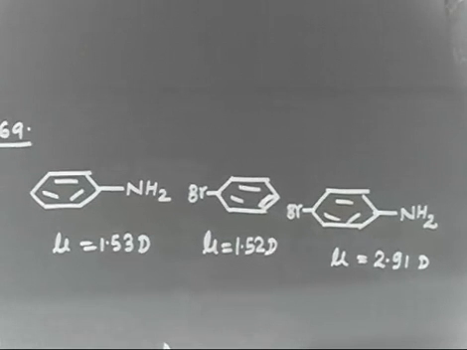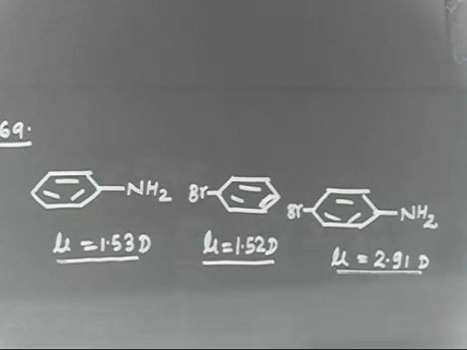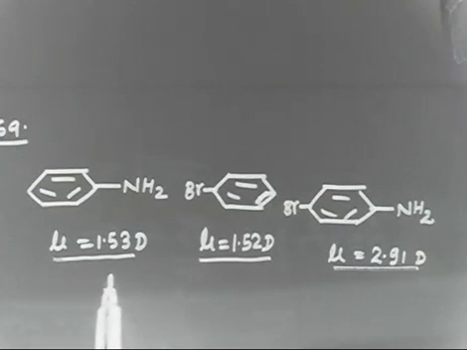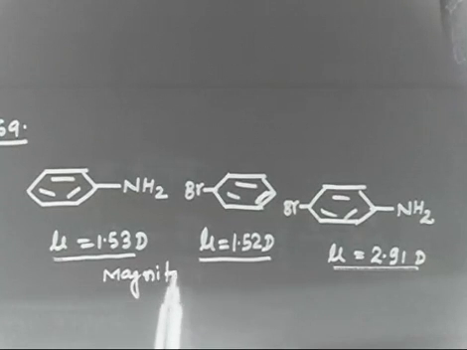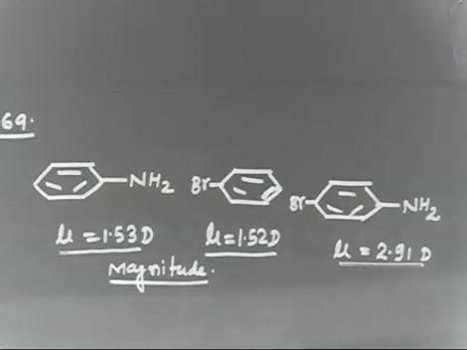You have three molecules, and these three molecules are basically polar molecules, and that's why you have a dipole moment. In first case dipole moment is 1.53 D, in second case 1.52, in third case 2.91. So these are the magnitudes of dipole moment. We do not know the direction. These are only magnitudes of dipole moment. Are you getting? The dipole moment magnitude is given to you.